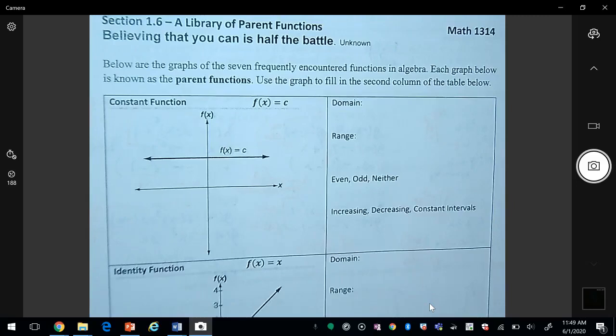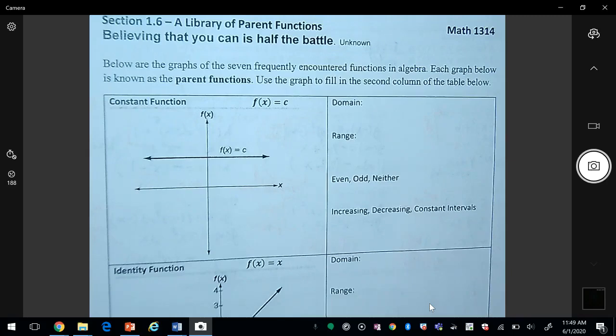Just like our parents, we, as their kids, have similarities to them. So for example, my eyes might be like my mom's, my hair might be like my dad's. So in math, these parent functions, any functions that look like them will have similar characteristics.